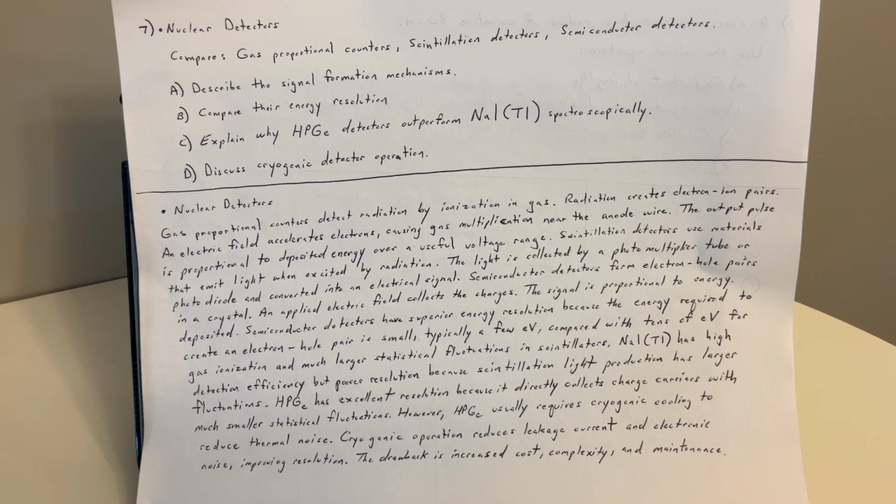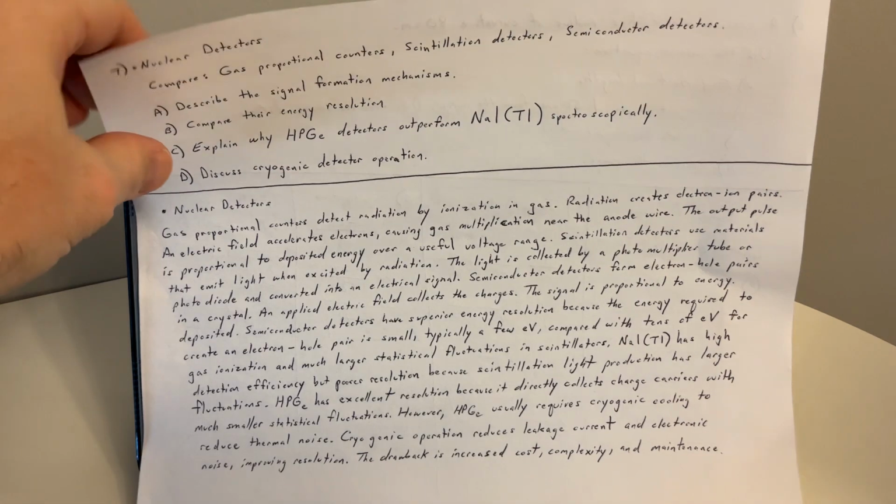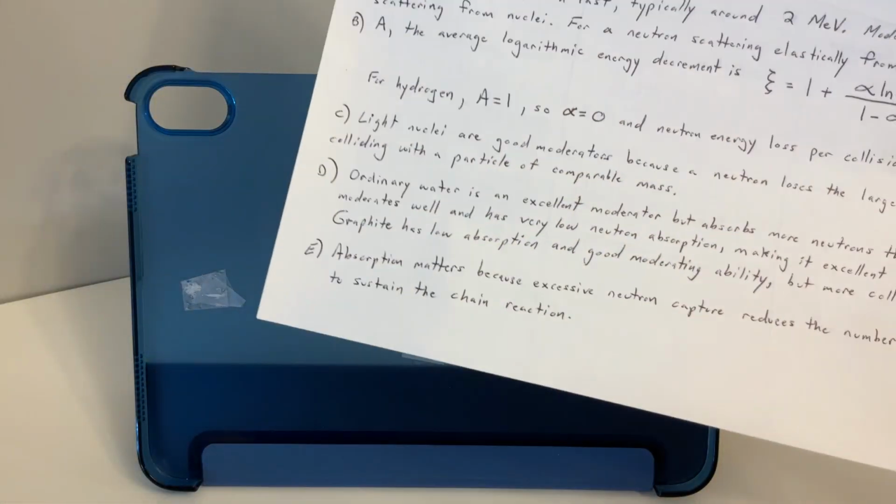So that's number 7. Very much canonical stuff for that one. And much of this is okay, standard. 7, and now number 8.